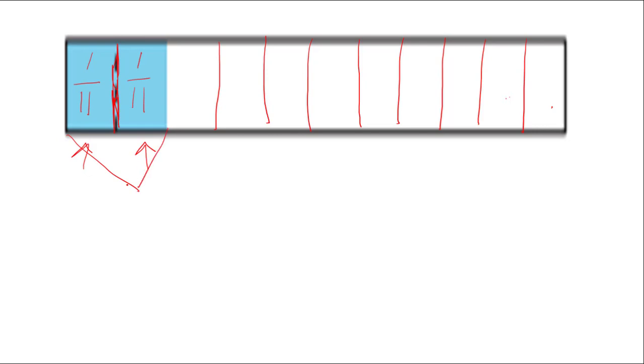3, 4, 5, 6, 7, 8, 9, 10, and 11. So this would be 1 out of 11 pieces. So the total shaded pieces would be 2 pieces out of 11 pieces. So today we're going to look at fractions like the 2/11ths and discuss how they are related to division.